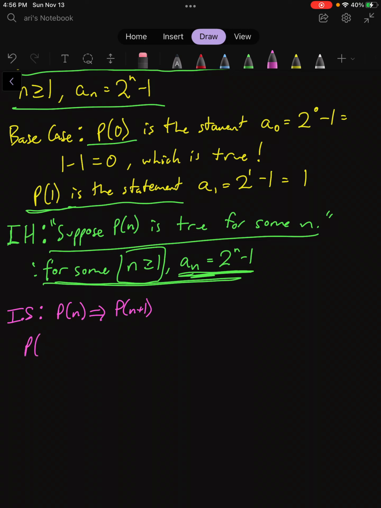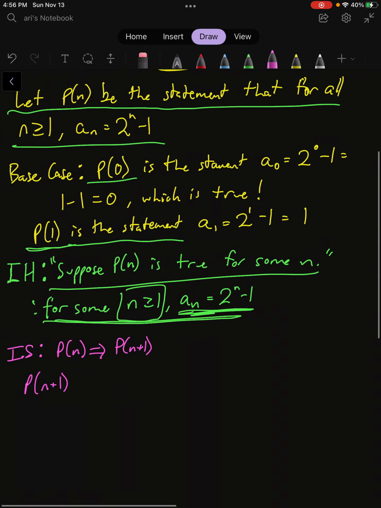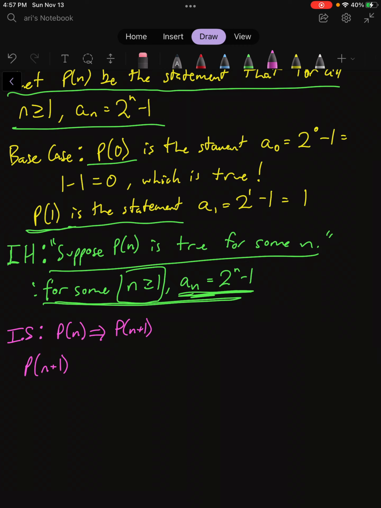There are a lot of ways of writing an inductive step. The way I like to do it is I like to write out what P of n plus 1 is saying. And sometimes when you do that, you can more easily see how we could get there using P of n. So P of n plus 1 is the statement that a of n plus 1 is equal to 2 to the n plus 1 minus 1, which also, let's just do a little algebra, is equal to 2 times 2 to the n minus 1.